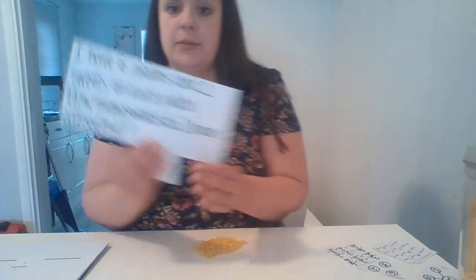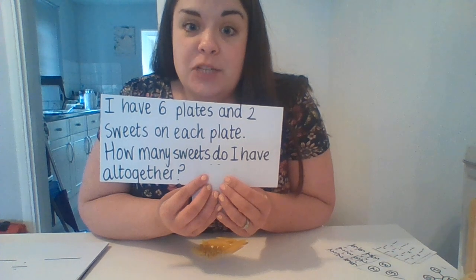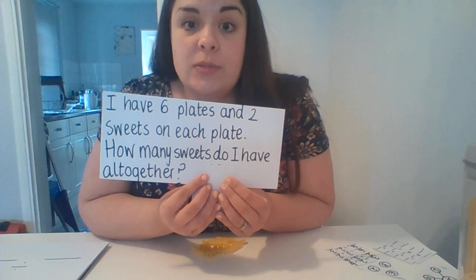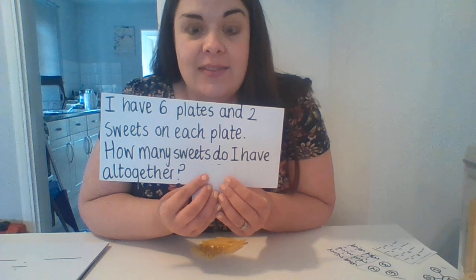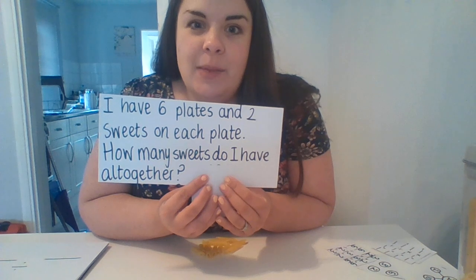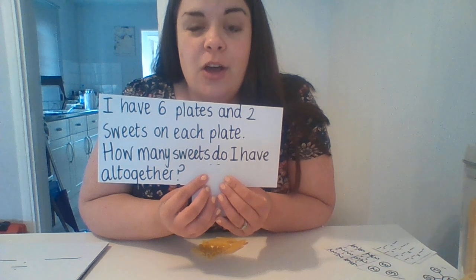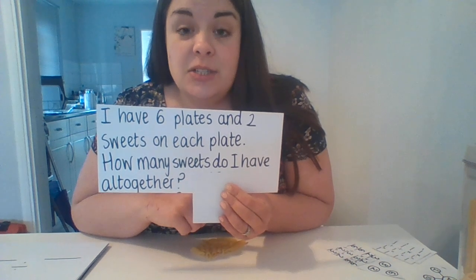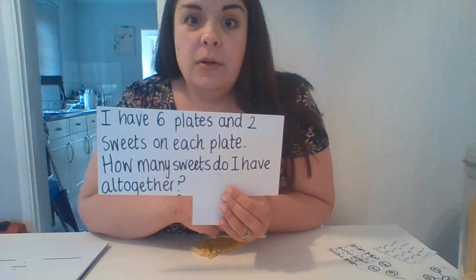Here is an example. I have 6 plates and 2 sweets on each plate. How many sweets do I have altogether? Now in year 2, we learn our 2, 5 and 10 times tables. Can we see any of the numbers that could mean we use our times tables to help us work this out? Great, 2.